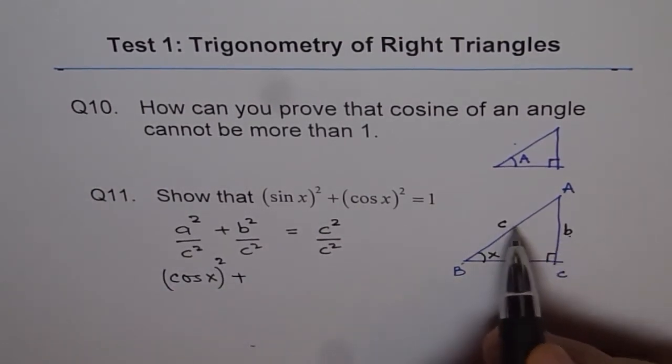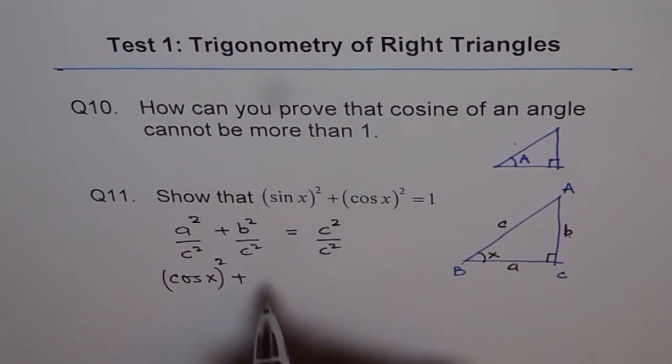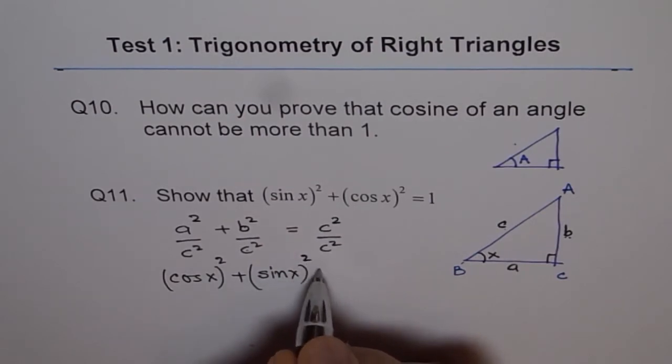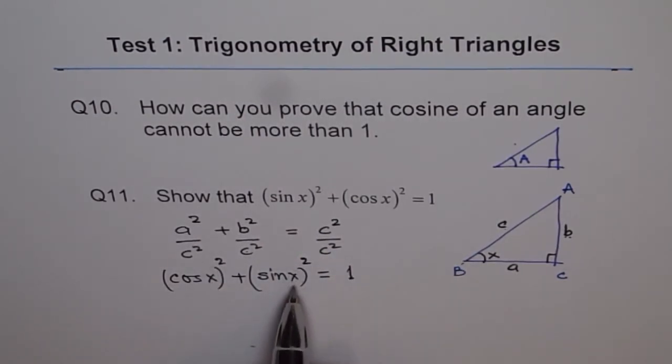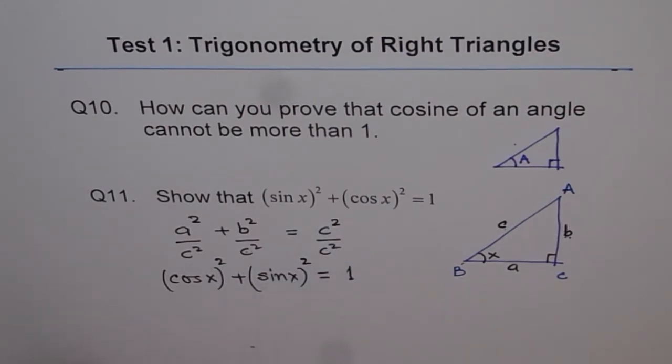Plus B over C. B over C is sine, opposite over hypotenuse. It is sine x whole square equals to C over C, which is 1. So we get cos square x plus sine square x equals to 1, or sine square x plus cos square x equals to 1. So that is a way to prove it, right?